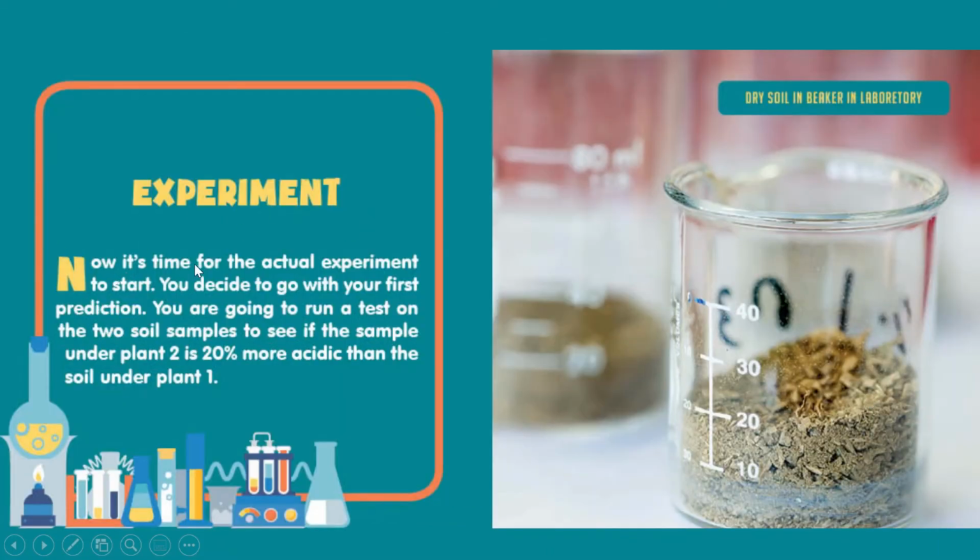Experiment. Now it's time for the actual experiment to start. You decide to go with your first prediction. You're going to run a test on the 2 soil samples to see if the sample under plant 2 is 20% more acidic than the soil under plant 1. There's dry soil in a beaker in a laboratory.